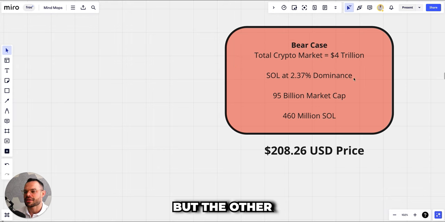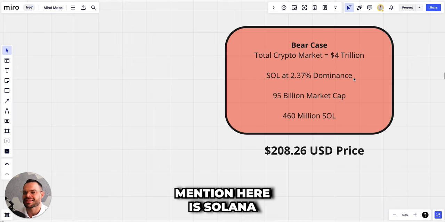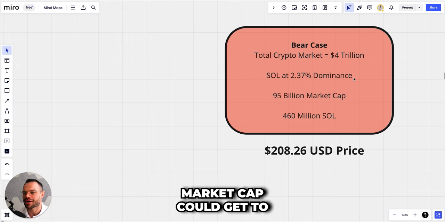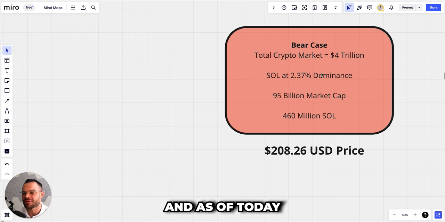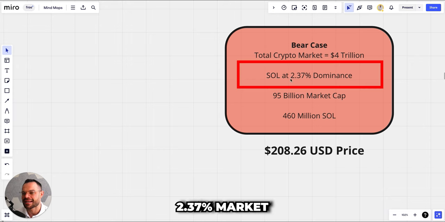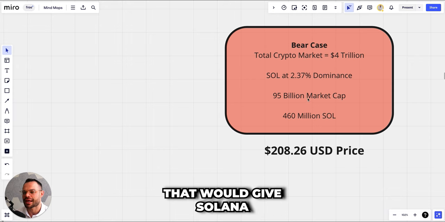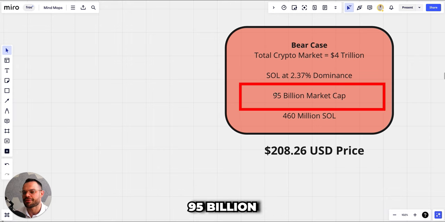But the other variable that we're going to mention here is Solana's dominance to help calculate what the total market cap could get to. And as of today, Solana is sitting at a 2.37% market dominance. So what we're saying with this assumption is that if Solana simply maintains its current market dominance and the entire crypto market cap grows to $4 trillion, that would give Solana a market cap of around $95 billion.